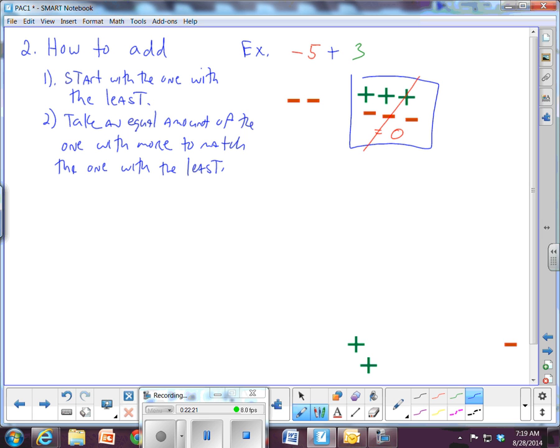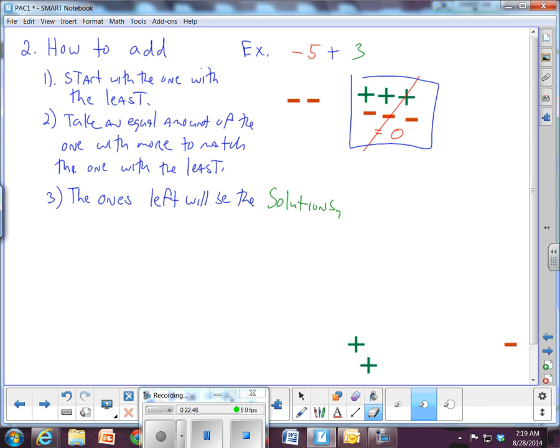Okay, so let's go back to our list here. Number 3. The ones left will be the solution. I don't know why I got an S on that word. The ones left will be the solution.